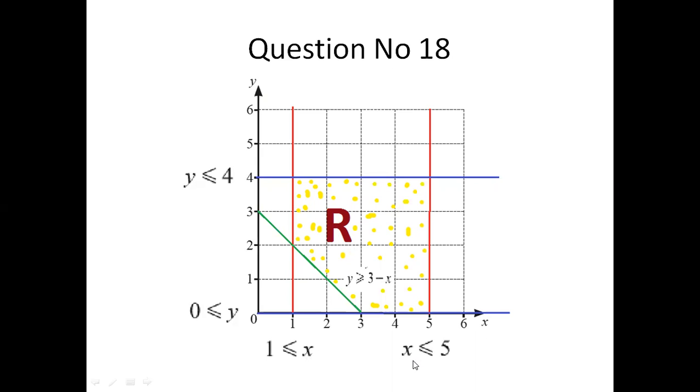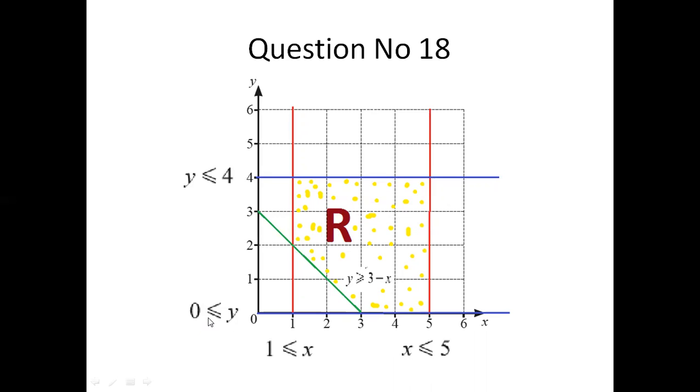The second inequality is x less than or equal to 5. So you will draw x equals 5. This is a vertical line, this red line, you can see that. I've drawn this. Because x is smaller than 5, you have to remain on the left side of this line.